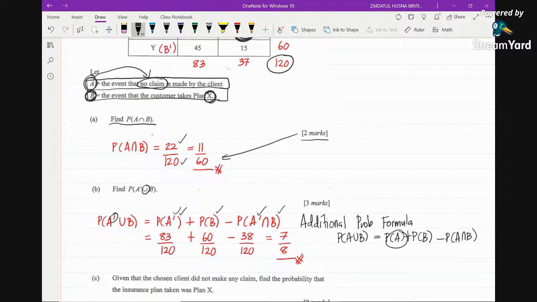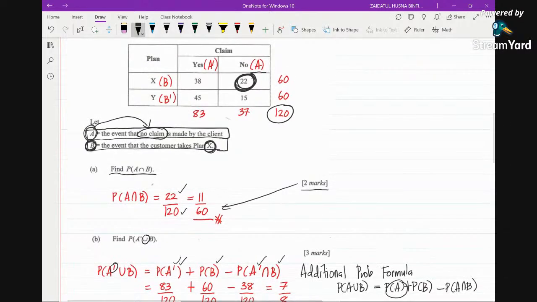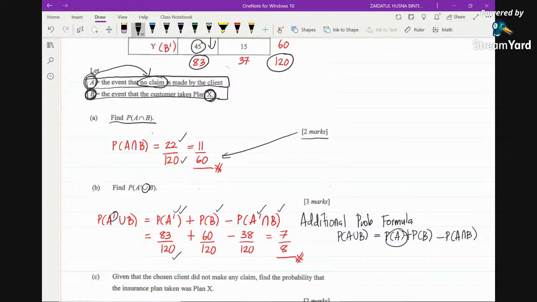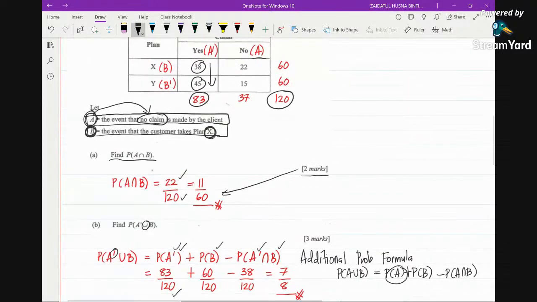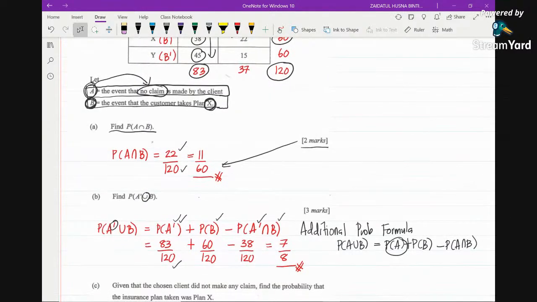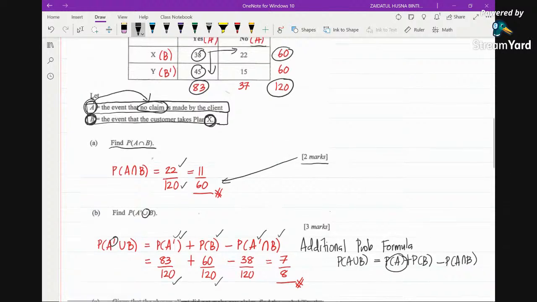Now how do we obtain the probability of A prime? By referring to the table, A prime is basically the total of these two. We total A prime here, 38 plus 45 will give you 83. So this is 83 over 120. And then plus P(B). For P(B) here, you just total up these two. 38 plus 22 will give you 60. So 60 over 120, minus P(A prime intersect B).